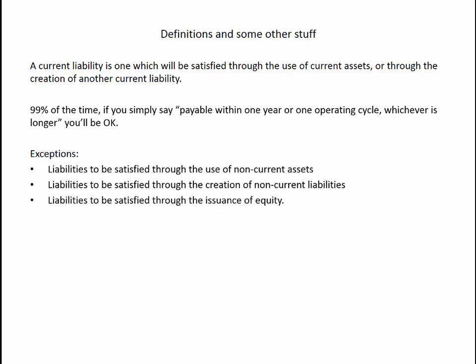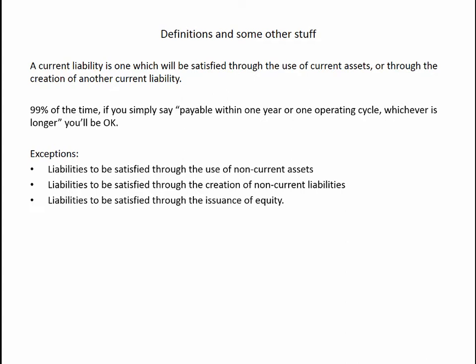Finally, liabilities to be satisfied through the issuance of equity. Again, you might have a large liability due next week. You simply don't have the cash, and so you might say to your creditor, I will give you X shares of my company's stock. Now, again, the vast majority of the time, if it's due and payable within 1 year or one operating cycle, it's going to be a current liability. These are some very limited exceptions.